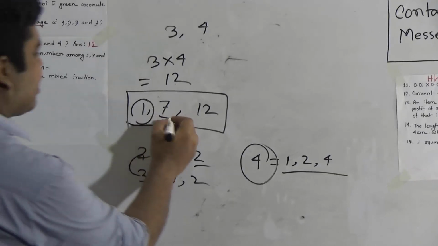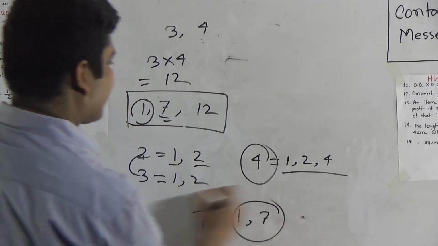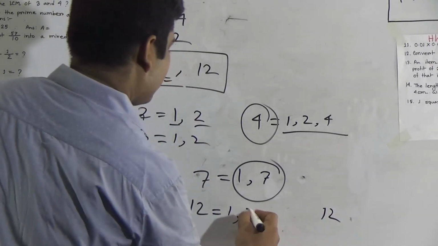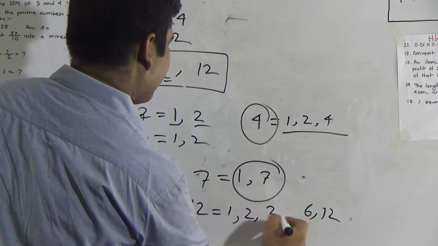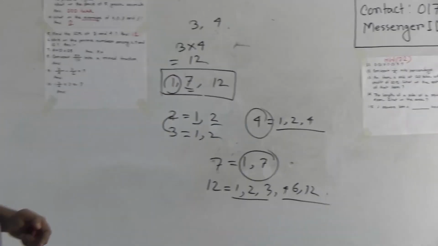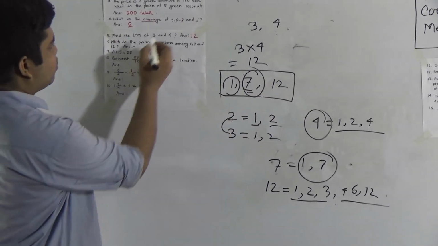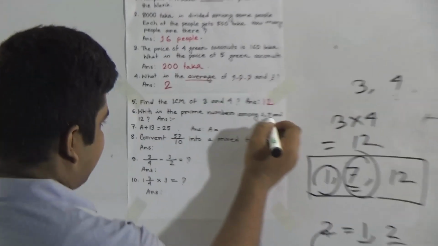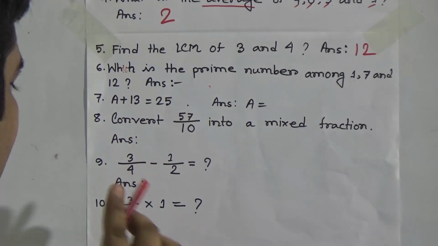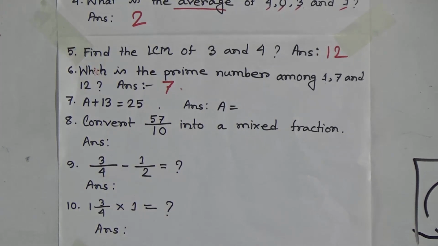Then how many factors does 7 have? 1 and 7, so 2 factors. On the other hand, 12 has 1, 12, 2, 6 and 3, 4, so it has 6 factors. For this reason, 7 is the prime number among 1, 7 and 12. We write here 7. The prime number is 7.